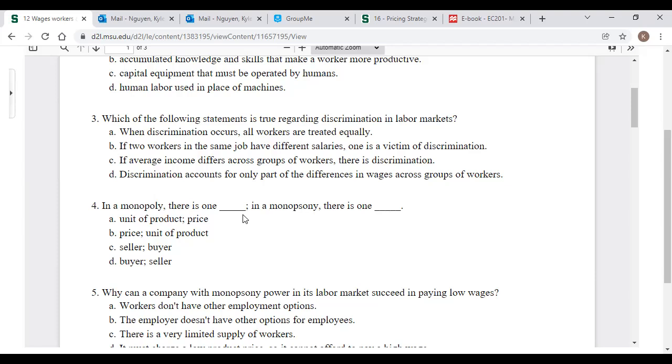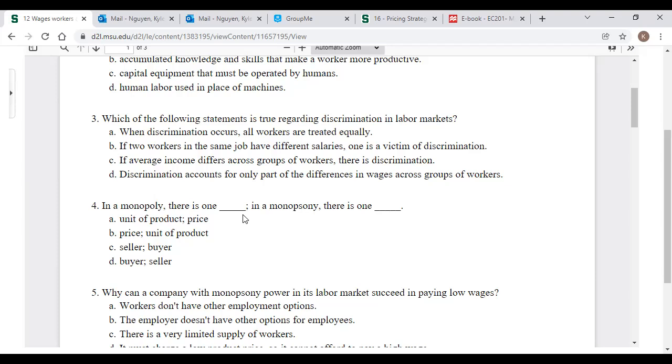And B, in a monopoly there is one price, and in a monopoly there is one unit of product. Again, it's not correct. In a monopoly, there can be a variety of different prices. It just depends on like output and all of that. In a monopoly, there's one unit product. Again, that's also a throwaway. One unit product is, I don't know, a shortage.